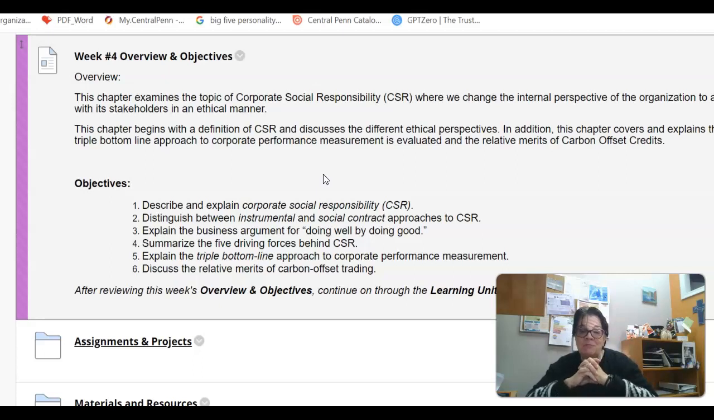Explain the 3 bottom line approach of corporate performance measurement, and discuss the relative merits of carbon offset trading. That might be something you haven't heard of before, not a topic that is mentioned in a lot of other business courses, but it's definitely something we're going to be chatting a little bit about. Again, there are global resources in the textbook that we're going to be chatting about. Have you had international business yet? You might be touching on some things that you learned about in international business.